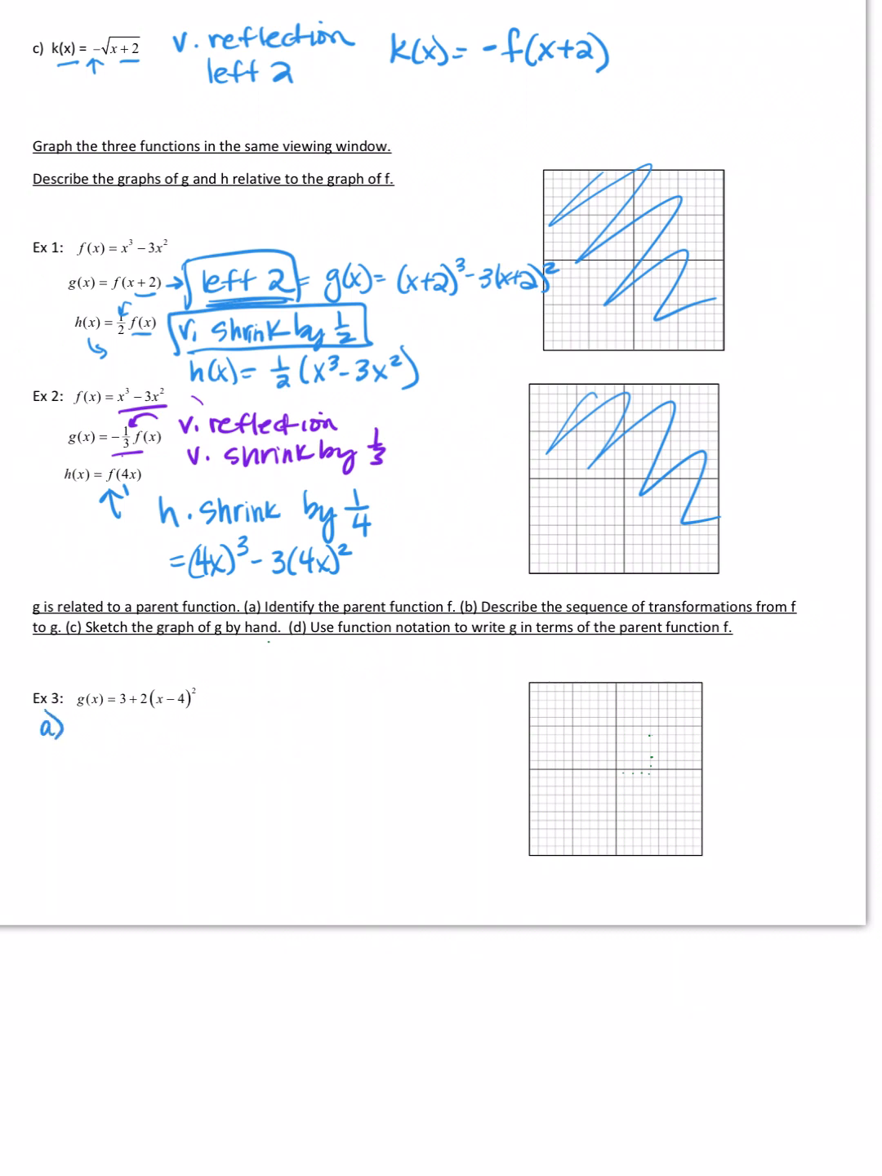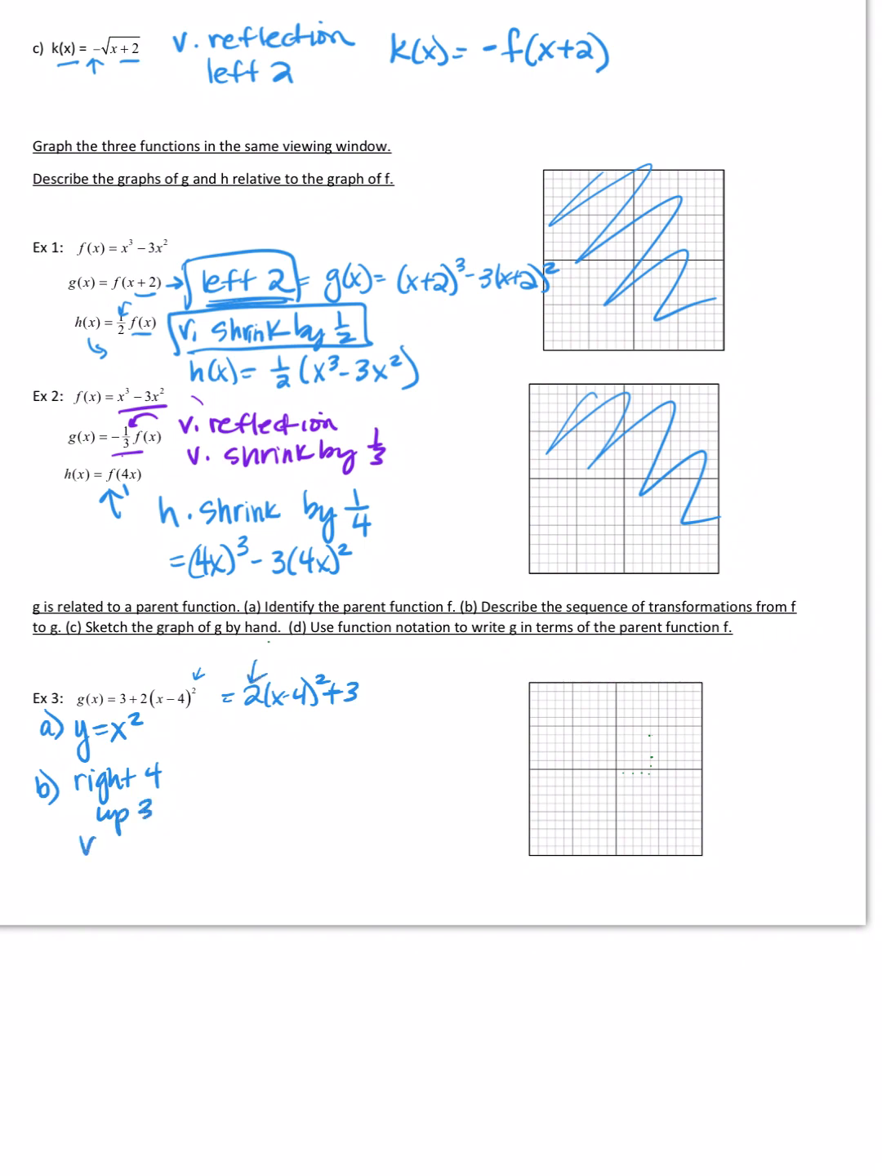A says, identify the parent function. Well, notice this one has an x squared. So the parent function is y equals x squared. B, describe the sequence of transformations. So let's see what's going on here. The x minus 4 means it's going right 4. Remember that you could put this plus 3 on the back side. It might help you see what's happening there. That one's moving up 3.